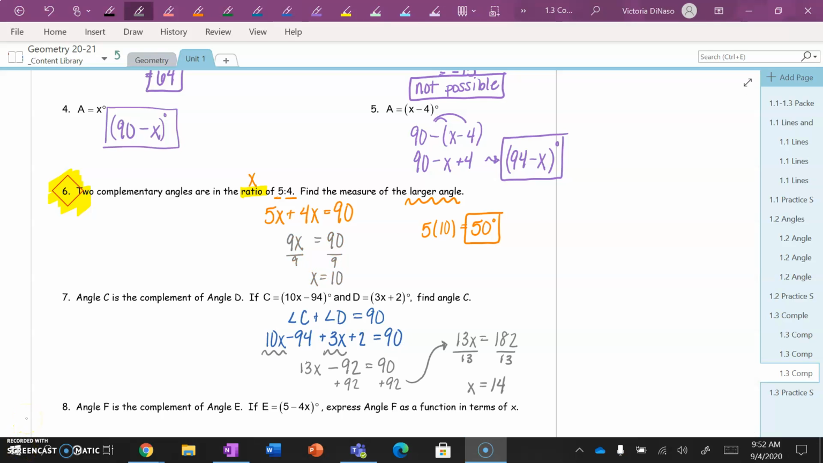You will get that x equals 14. To find our final answer, we're going to have to input that 14 in for x in angle C. So we have angle C equals 10 times 14 minus 94, and we get an answer of 46 degrees.